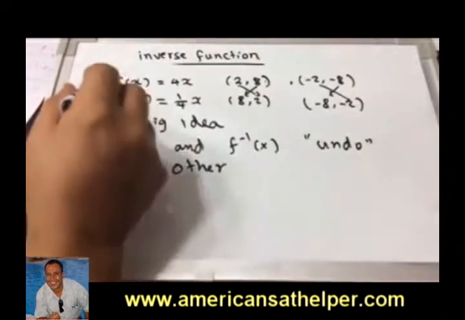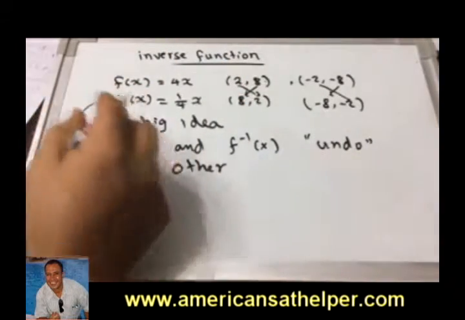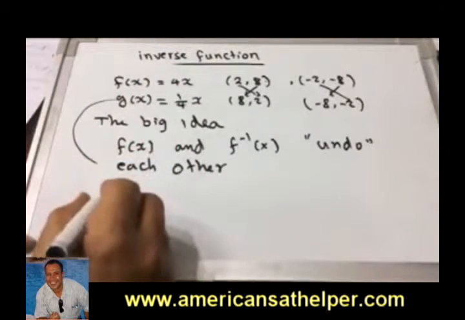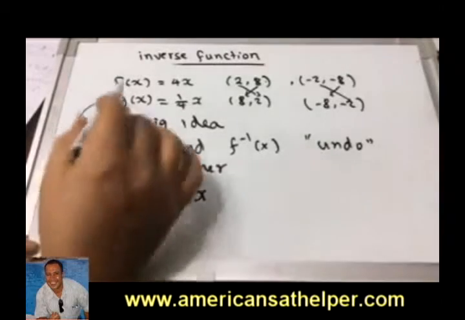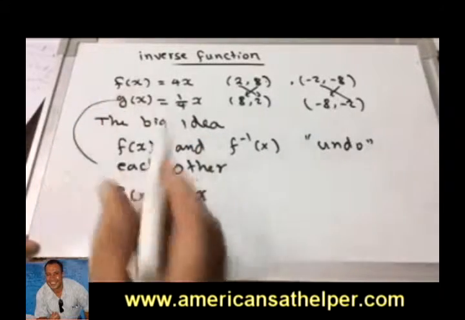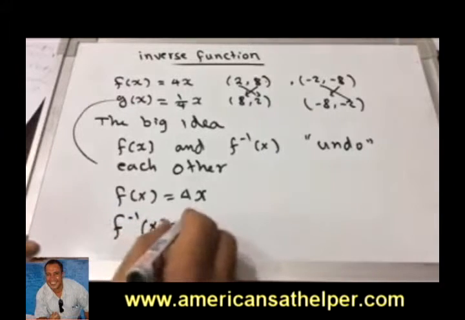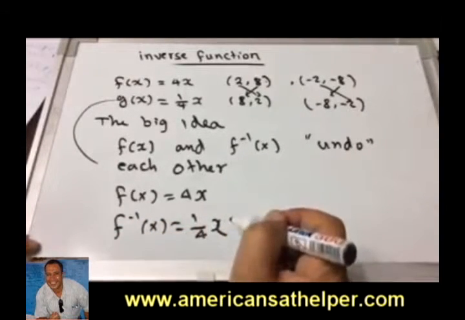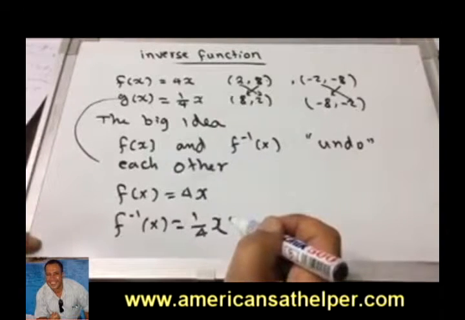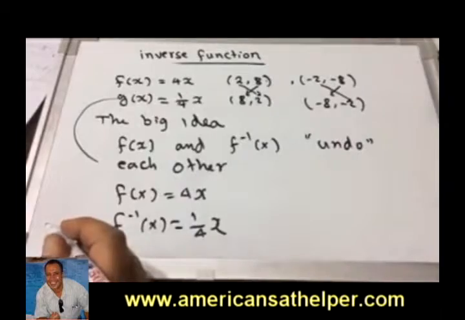Now, we can label g of x as f inverse of x. So the original function f of x equals 4x. Since g of x is the inverse function, we can label it as f minus 1 of x equals a quarter x. This is the function, and this is the inverse. Good. This is the concept of the inverse function.